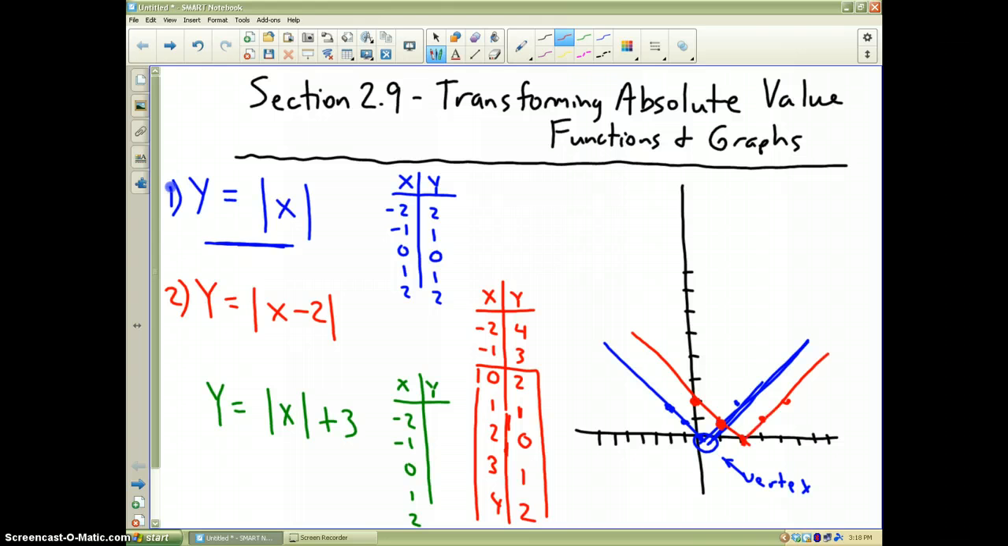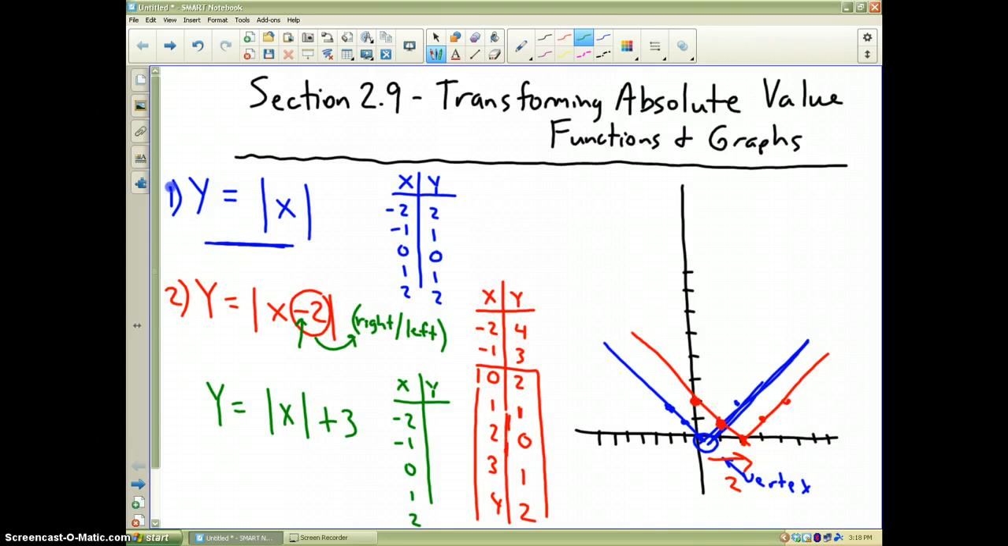Now, the key is what happened between the blue graph and the red graph. What is the effect of the -2 inside the absolute value? And if you notice, the two graphs should look exactly the same. However, it is slid to the right 2 spots. So the effect of any number inside the absolute value is it moves the graph to the right or to the left, depending on what this particular symbol is.